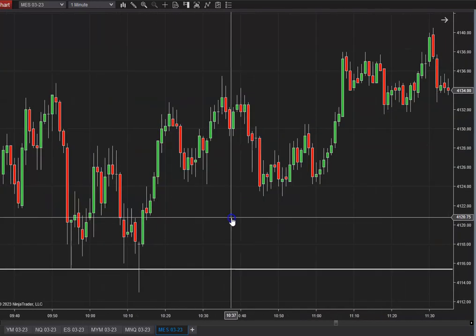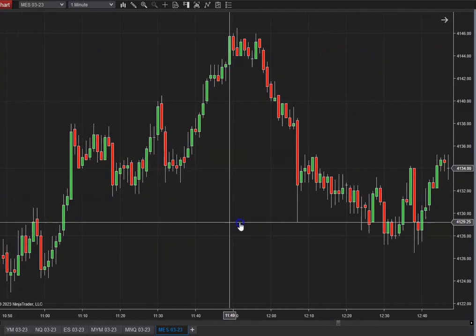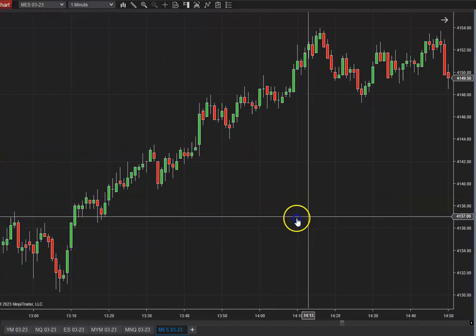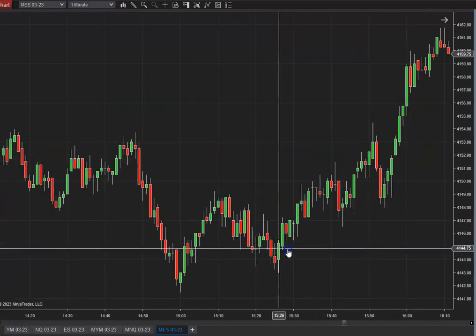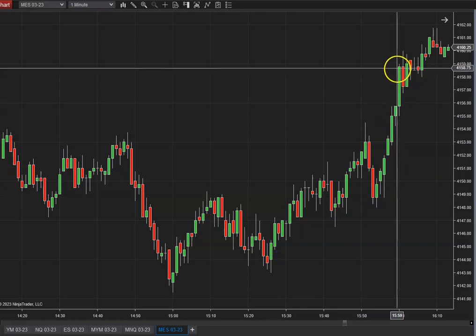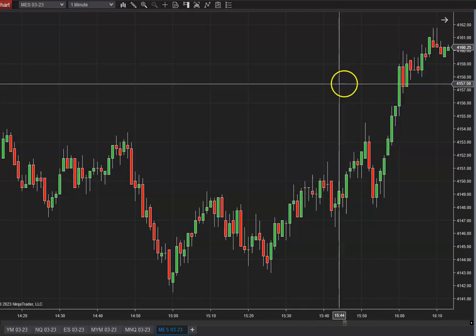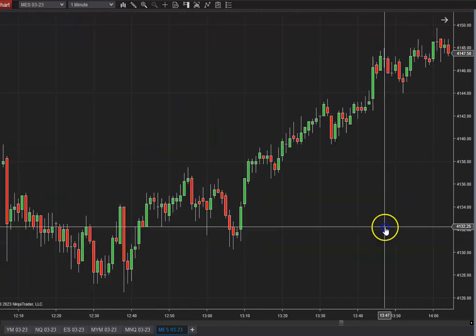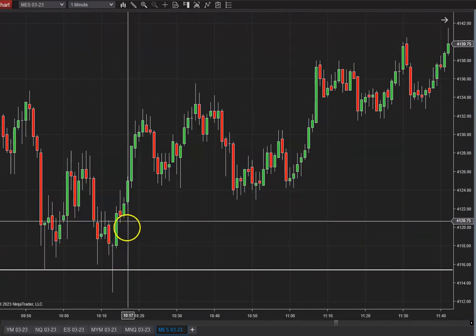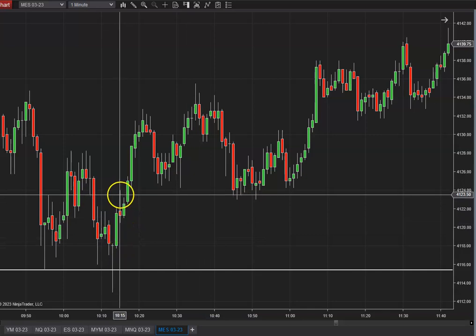And if we climb out farther, we go a little higher, go a little lower, and then at 4 o'clock, we're right here at 41.59. So our buy entry was 41.18, 40 points higher.